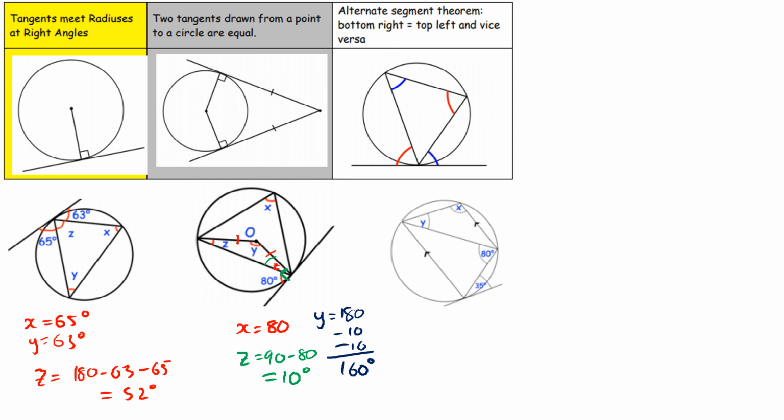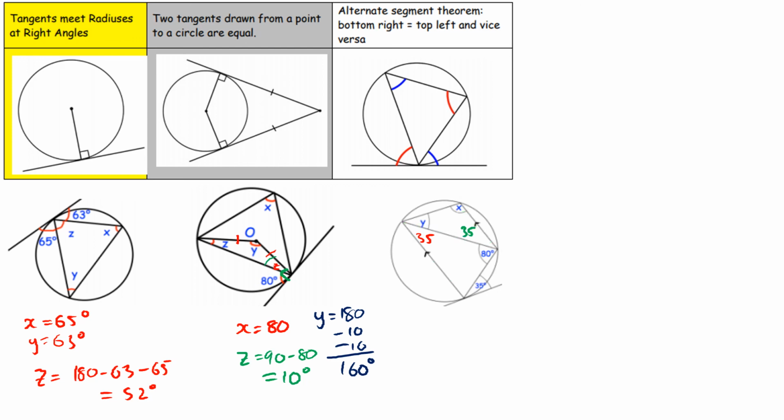Okay, what about this last one? Kind of a bit of everything. We don't have any tangents to radiuses, but we do have a cyclic triangle, so we can use alternate segments. So we can say 35 goes here, and then what could we do? Well, we could use the fact it's parallel lines, can't we? So we've got an alternate shape here. We've got a z. That means that's 35.